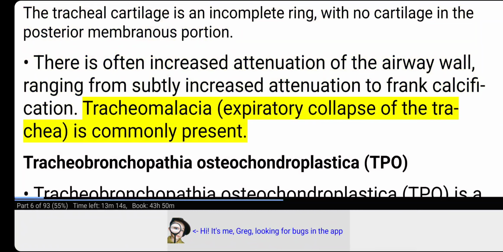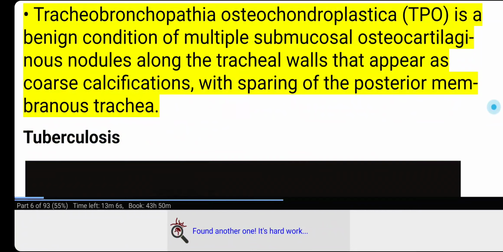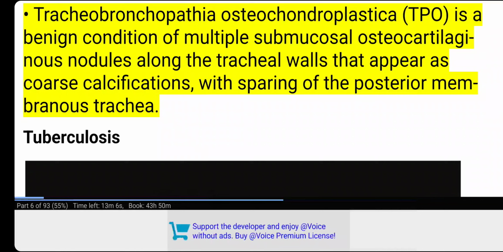Tracheomalacia, expiratory collapse of the trachea, is commonly present. Tracheobronchopathia osteochondroplastica (TPO) is a benign condition of multiple submucosal osteocartilaginous nodules along the tracheal walls that appear as coarse calcifications, with sparing of the posterior membranous trachea.